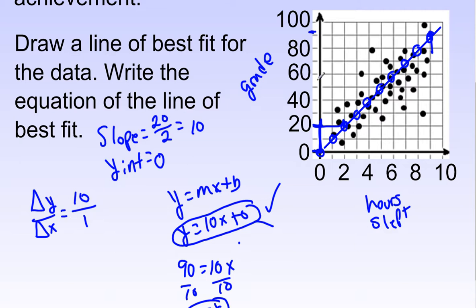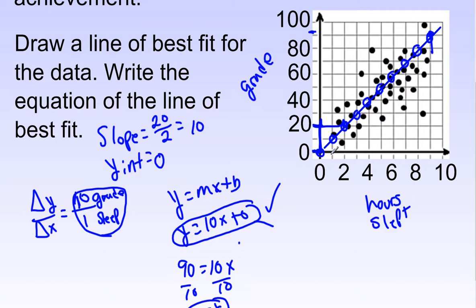So if I throw the labels in here, my y variable is my grade, and my x variable is my sleep. What this tells us, because I have a slope of 10 over 1, is that if I want my grade to increase by 10 points, I need to get 1 more hour of sleep. Because it's positive, they're both going up. So for every 1 hour of sleep you increase, your grade increases by 10 points.